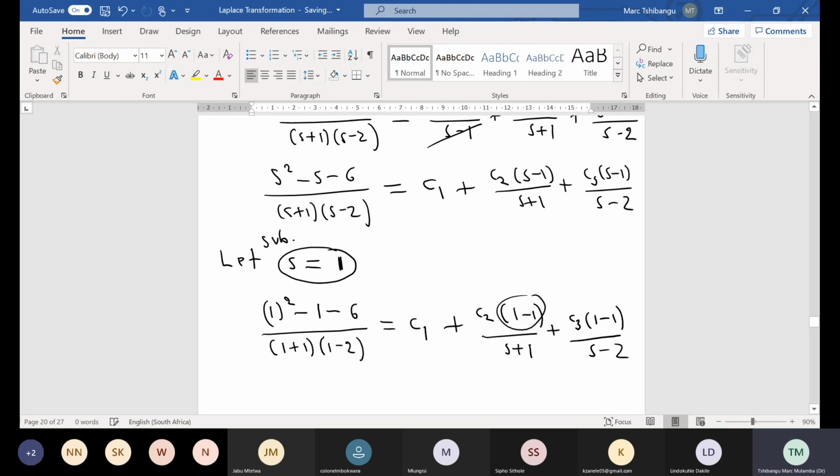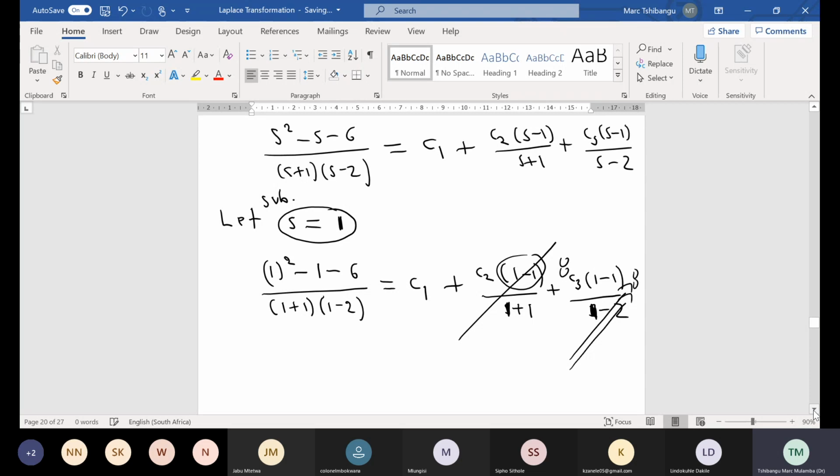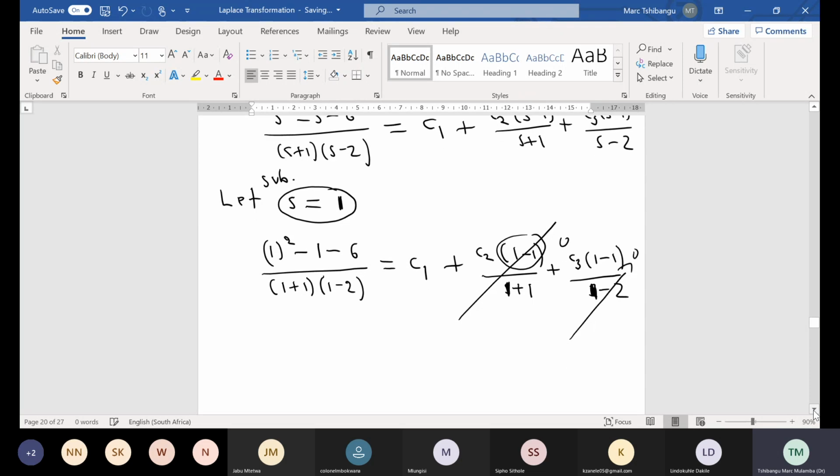This will give us 0, hence this term. Now, let's sub here as well. 1 and 1. And 0 over any number is 0. So this will also be equal to 0. We remain with 1 minus 1 minus 6. So this gives us, please, it's 1 minus 1 minus 6.